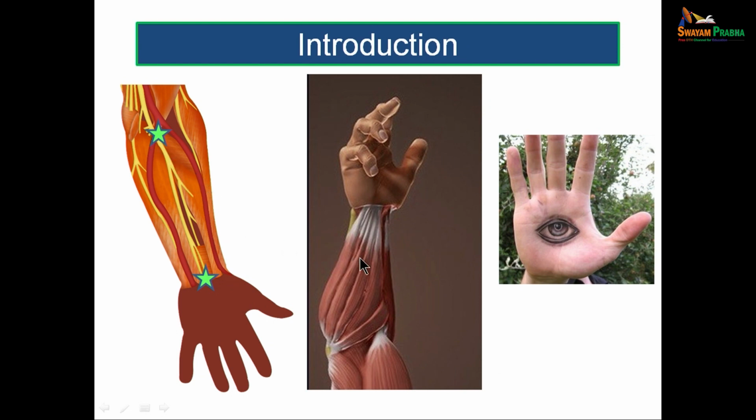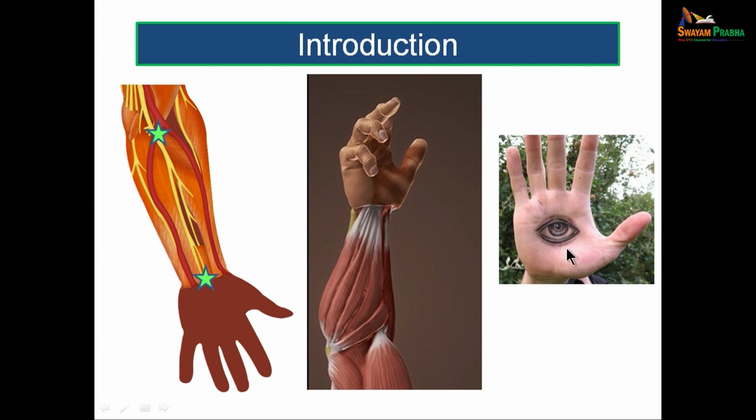It is also called laborer's nerve. Why is it so? Because it supplies the flexor muscles present in the forearm, which are the large flexors which help in doing manual labor. So it is called laborer's nerve.